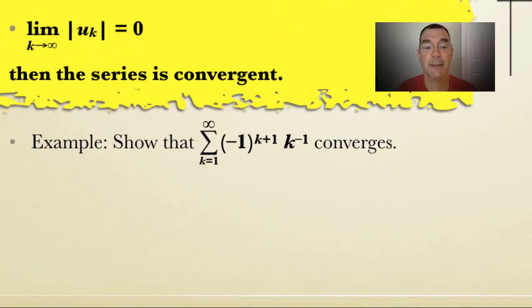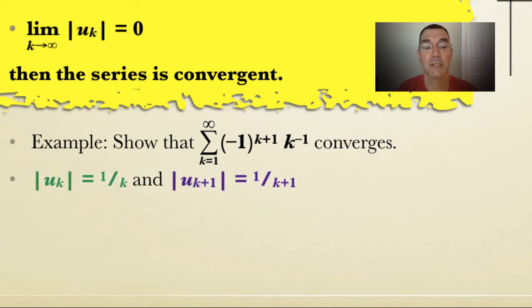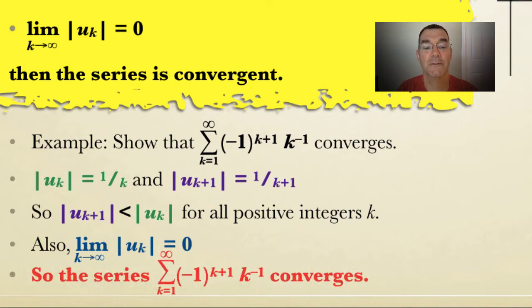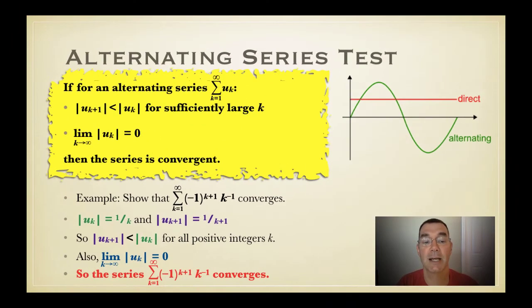So let's look at this example here. I want to show that the sum of (-1)^(k+1) times k^(-1) converges. Well, the absolute value of the kth term is 1 over k, and the absolute value of the (k+1)th term is 1 over k+1. I know that then the next term is always going to be less than the previous term. So the terms are decreasing, and also the kth term does approach 0 as k goes off to infinity. So that means that the series does converge.